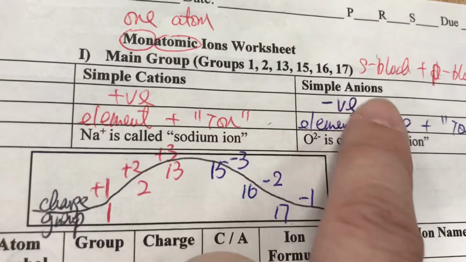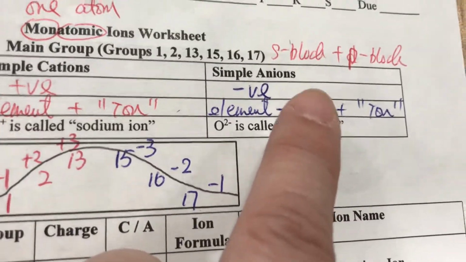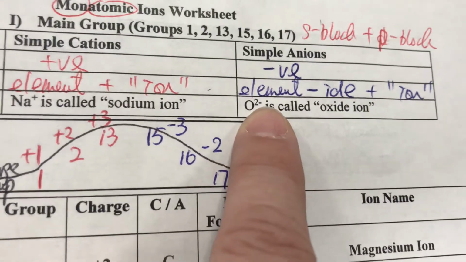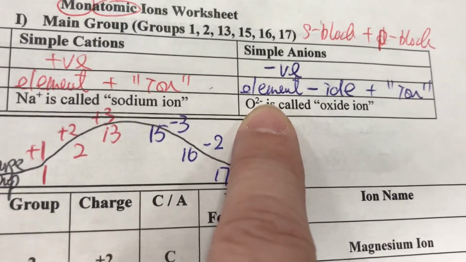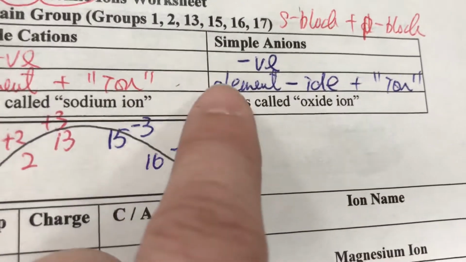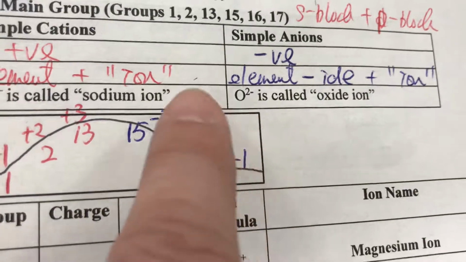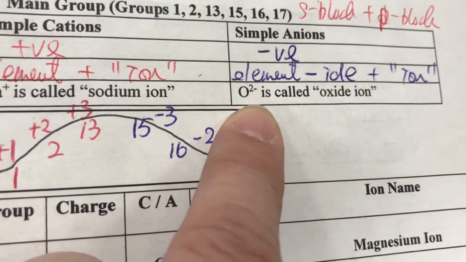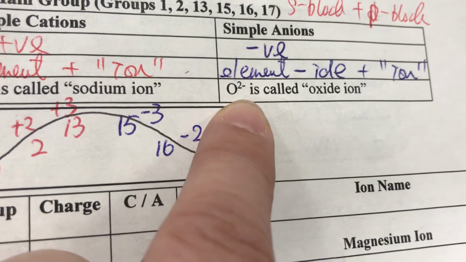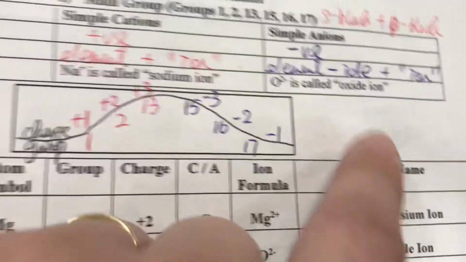And a negative charge, on the other hand, will be an anion. Based on the reading journal, how do you name the simple anion? You take the element, take away the ending and add the IDE, plus the word ion. So for example, O2 minus: oxygen, we don't write oxygen ion. We take oxygen, take the ending away and put the IDE, so it becomes oxide ion.